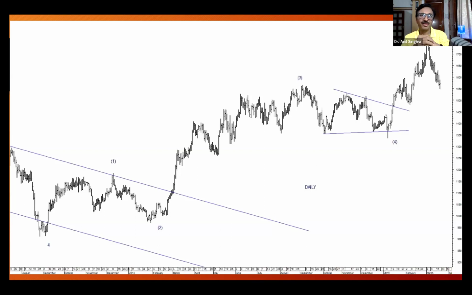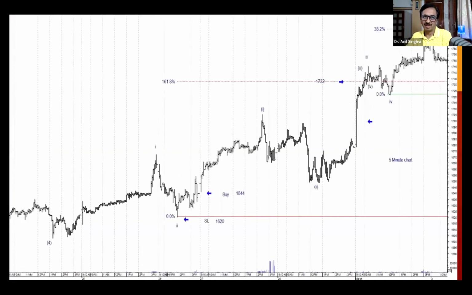Now the fun starts: we take the fifth wave of the daily and break it down into the intraday time frame. Now this is the 5-minute chart. Classical 5 waves. And this actually we traded because at that time we were glued to the computer. Once we had this one, you can see an arrow point here with a buy at 1644, a stop loss of 1620, the wave 2 low. 1.6 times wave 1 was 1732. So that was the target and that was achieved pretty fast, in 2 days, right? So we went from 1644 to 1732 in 2 days and the target was hit.